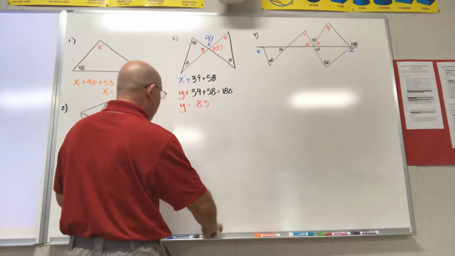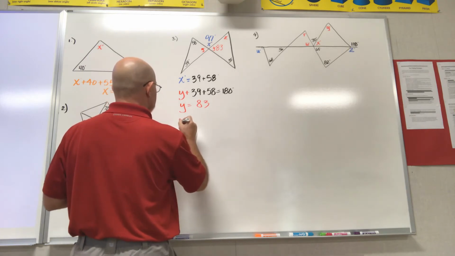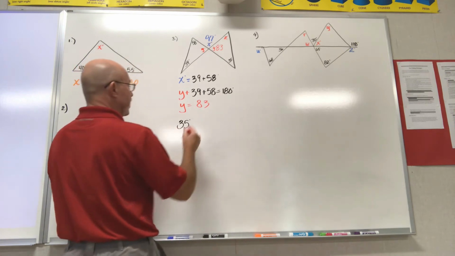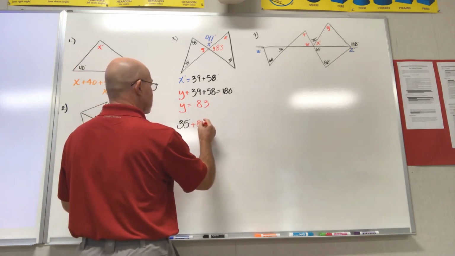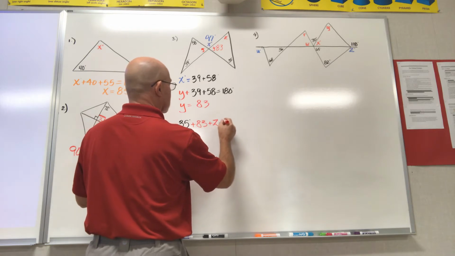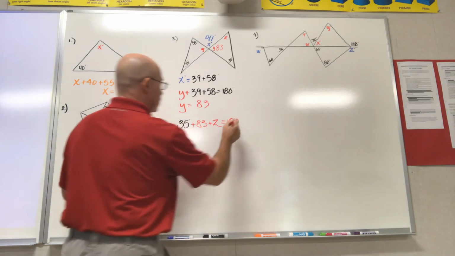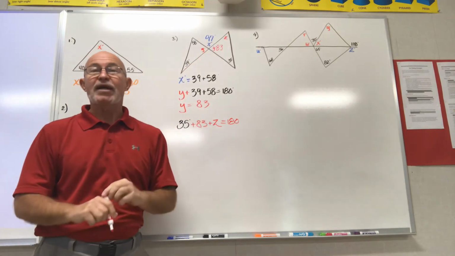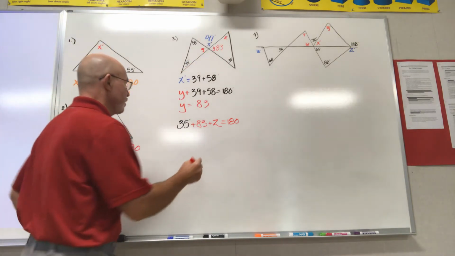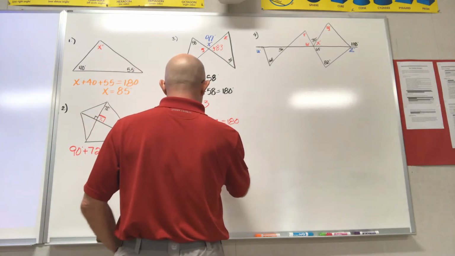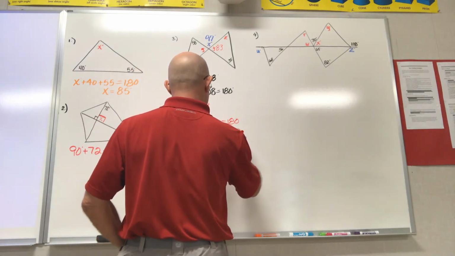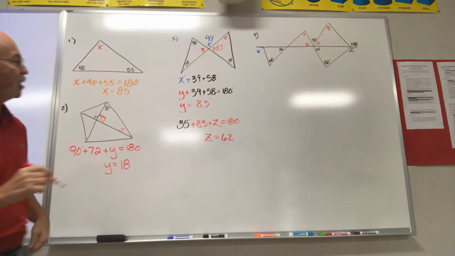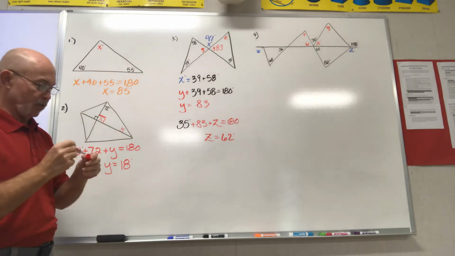The 35 plus the 83, so 35 plus 83 plus z equals 180. Solve for z. Okay? That's what you're dealing with.